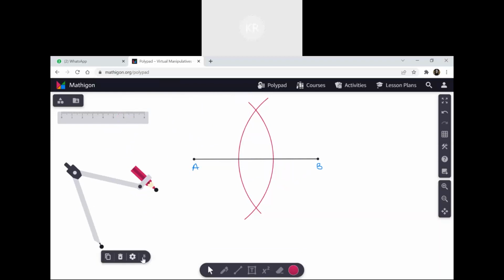Yes, sir. Now let's name the points of intersection of the arcs. This becomes C, and this becomes D. Now, with the help of the ruler, join C and D.